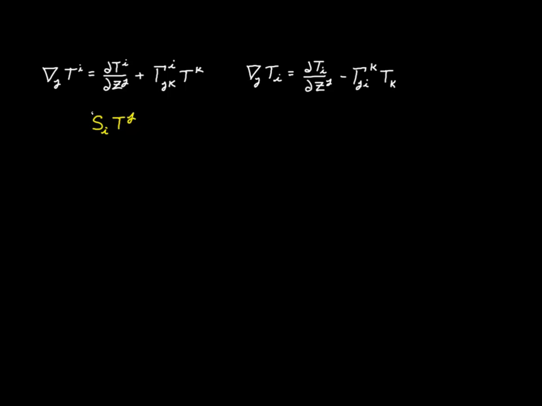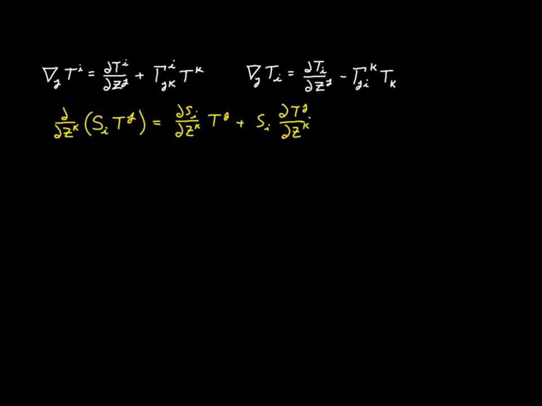Well, let's start by reminding ourselves of how this works for simple partial derivatives. If we were to take the partial derivative of this expression with respect to z^k, we'd simply use the product rule. We'd find the partial of S^i with respect to z^k and multiply by T^j. Then we'd use S^i times the partial derivative of T^j with respect to z^k. This is simply the product rule, something you learned in first year calculus.